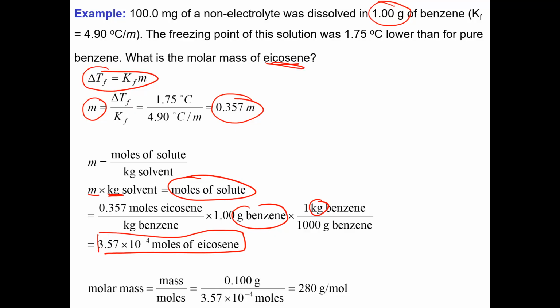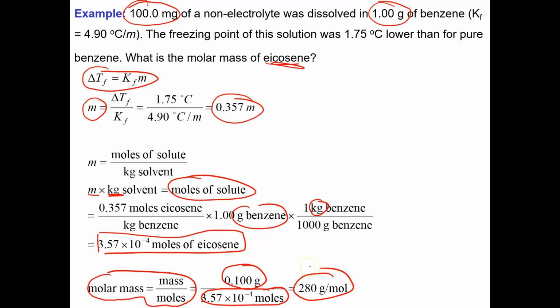The final step is pretty easy. To get the molar mass, we have to remember that the molar mass is the mass in grams divided by the moles, and we were told that we dissolved 100 milligrams of our compound into this 1 gram of benzene. So 100 milligrams is the same as 0.1 grams, and we just figured out that we had 3.57 times 10 to the minus 4 moles. So grams over moles gives me molar mass, and the molar mass of my compound is about 280 grams per mole. So that's how we would handle data for either freezing point depression or boiling point elevation.